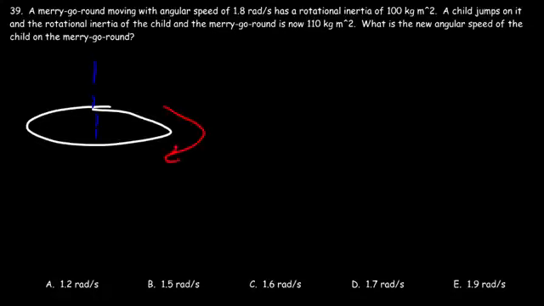39. A merry-go-round moving with an angular speed of 1.8 radians per second has a rotational inertia of 100 kilograms times square meters. A child jumps on it, and the rotational inertia of the child and the merry-go-round is now 110 kilograms times square meters. What is the new angular speed of the child on the merry-go-round? So let's say this is the merry-go-round, and here is the axis of rotation. And right now it's spinning at a rate of 1.8 radians per second.